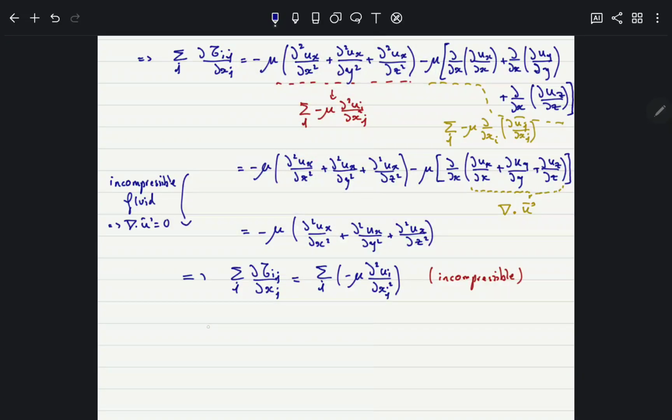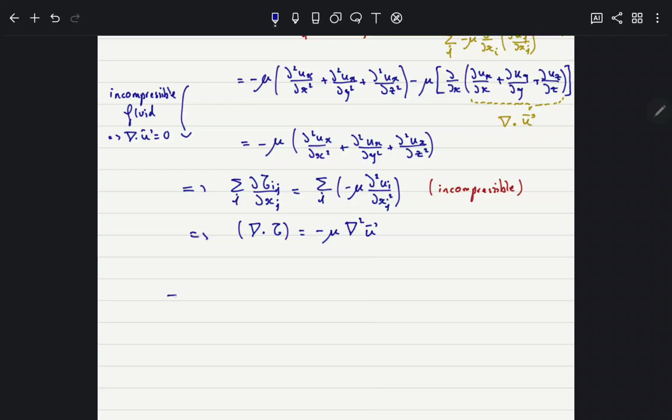And so, more generally, what we've demonstrated is that the dot product of that Nabla operator and the viscous stress tensor is just negative mu times the second order derivative with respect to position of the velocity, which we also call the Laplacian of the velocity.